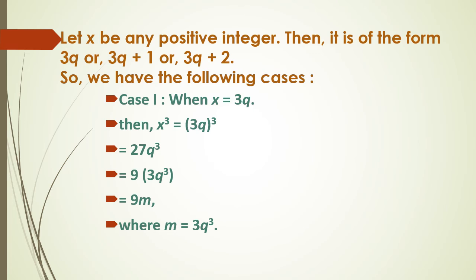Now don't confuse this with the previous question. In the previous question we had 3 common. Here usually students confuse and make 3 common over here because already you can see one 3 also over here. 3 is not common, 9 is common as the question demands 9m, not 3m in this particular question. So 9 is common, the remaining stuff is 3q cubed which is m and it is inside the bracket.